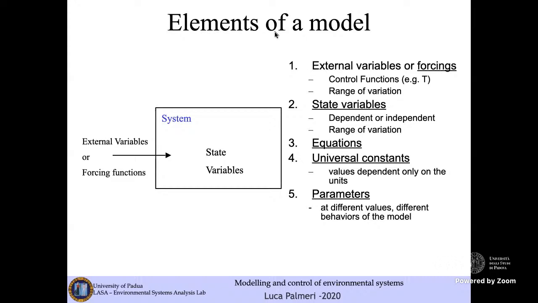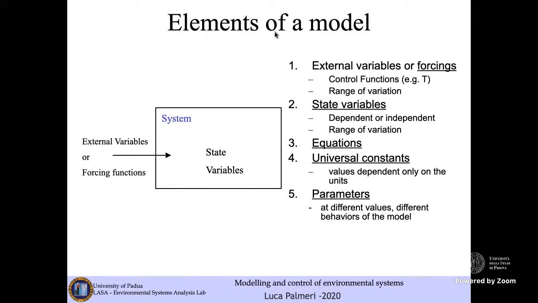The second element of the model are the state variables. State variables display our picture of a system, and may be dependent or independent. Dependent state variables depend on the other independent state variables. Also for these, you shall define and understand that they have a range of variations.